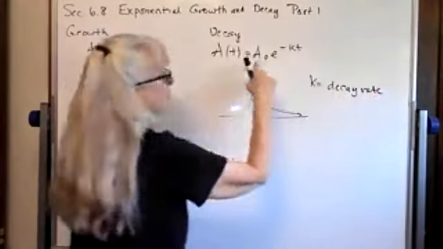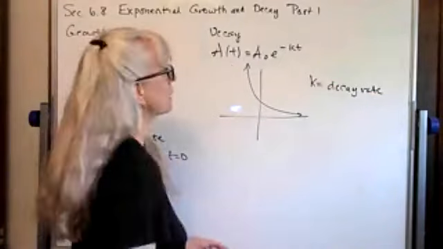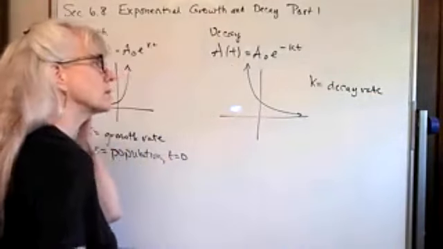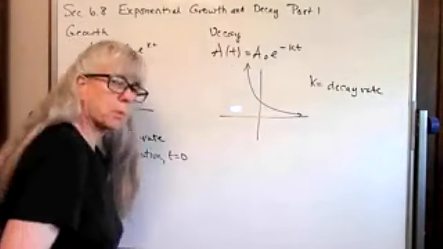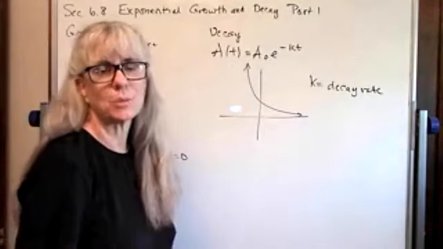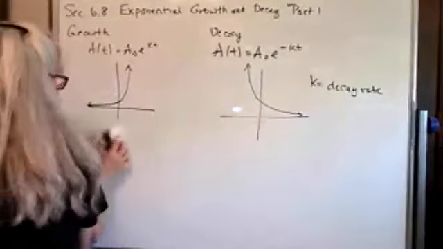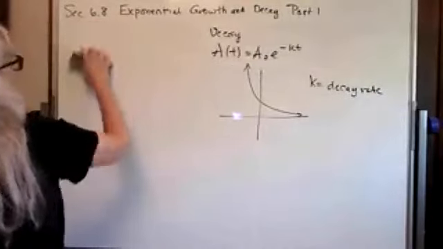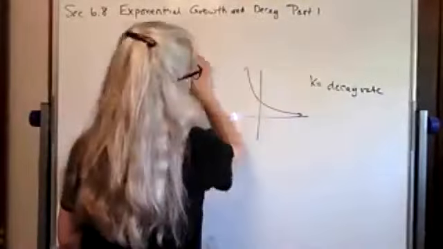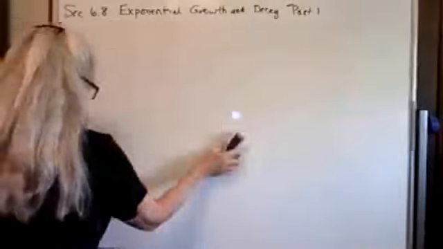T is our time, and A naught is again the population, or how much of the substance you have when you begin. One of the things to note is that you basically can just remember the PERT formula and just use it with the beginning population instead of the beginning amount of money. So basically the same thing. So to start off with example 1, we'll go kind of easy. We'll give you everything and make sure you understand the formula itself.